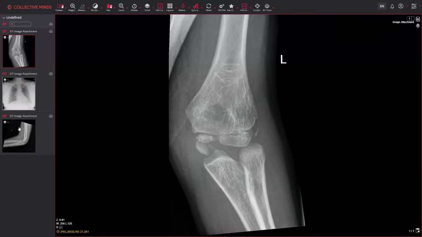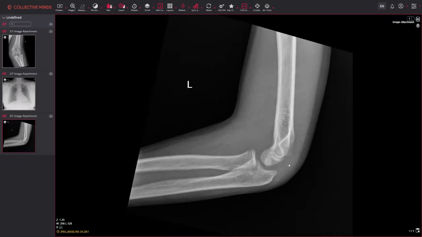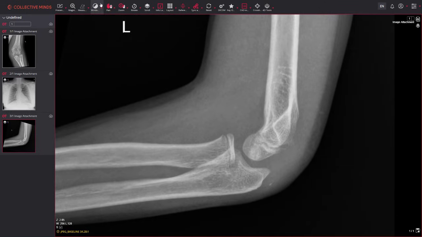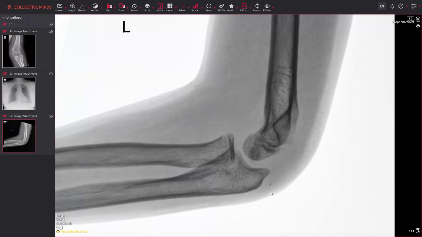It may be that you want to zoom in. You may want to manipulate the windowing. You may want to invert the image. Densities just appear that little bit better once the image is inverted. So for foreign bodies, that can really help you.